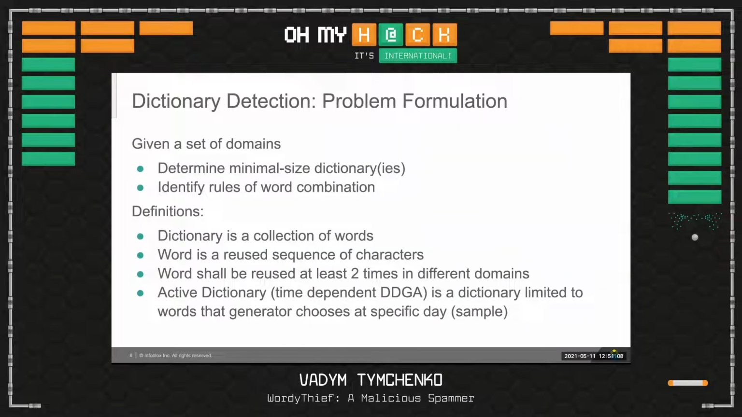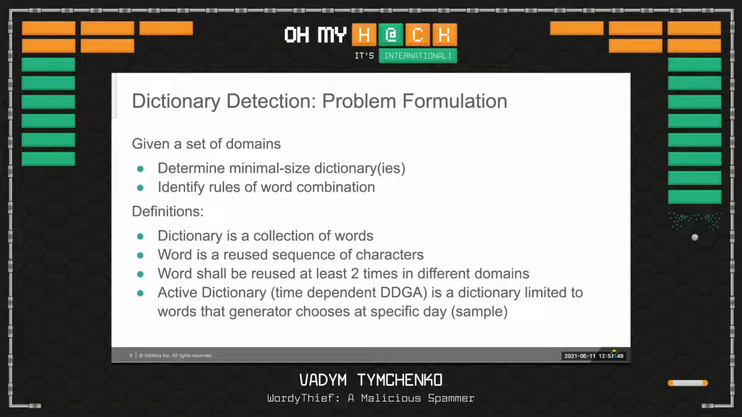Let's formulate the problem of dictionary detection. Given a set of domain names, we want to determine minimal size dictionaries that explain these domains. And we also want to identify the rules for how words from these dictionaries are being combined. A few basic definitions. A dictionary is a collection of words. A word is a reused sequence of characters. We do not define what specific language it's supposed to be from. Words shall be reused at least 2 times in different domains, just by definition of dictionary.